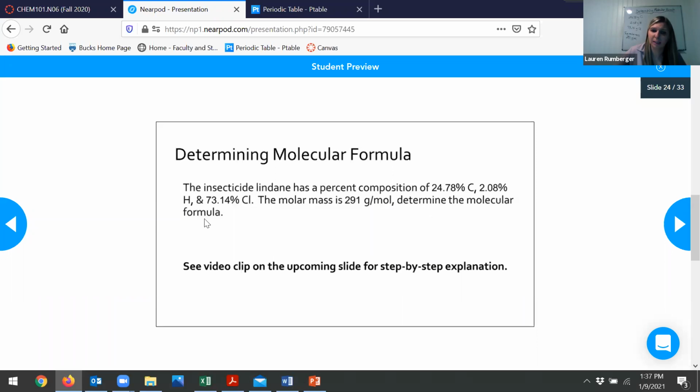Determine the molecular formula. So this molar mass is considered the true molar mass of the compound that you are looking to determine. So you are given the mass percent of each element within the compound. Those mass percents are used to find the empirical formula. Then the true molar mass will be used to determine the final molecular formula, as was just discussed.